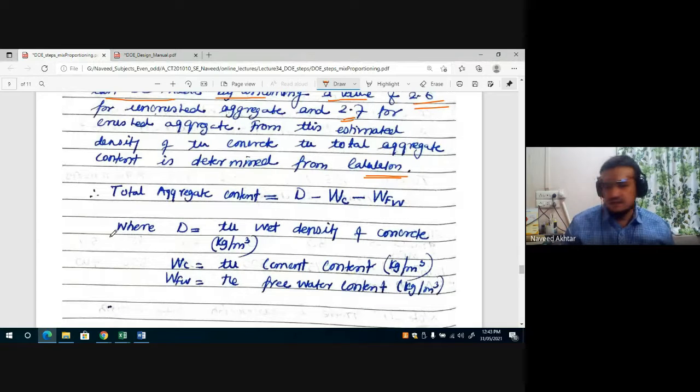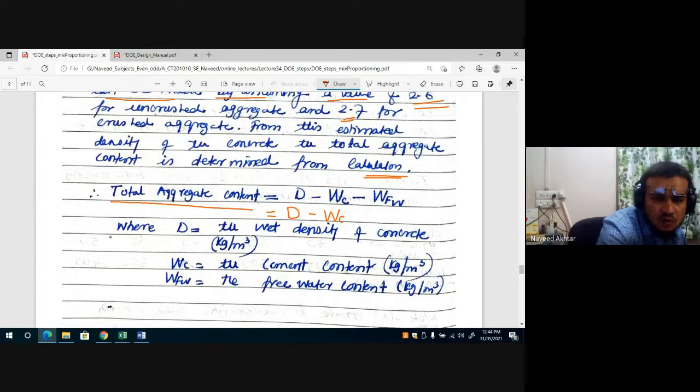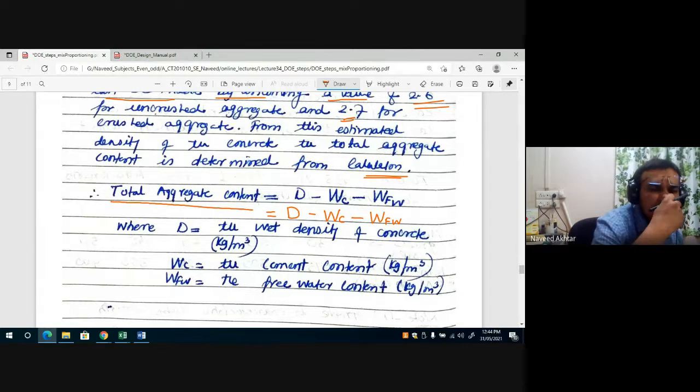So we know that D, the capital D, is here. You can find out the total aggregate content. It's nothing but capital D minus WC minus WFW, from the density you find from figure number 2.